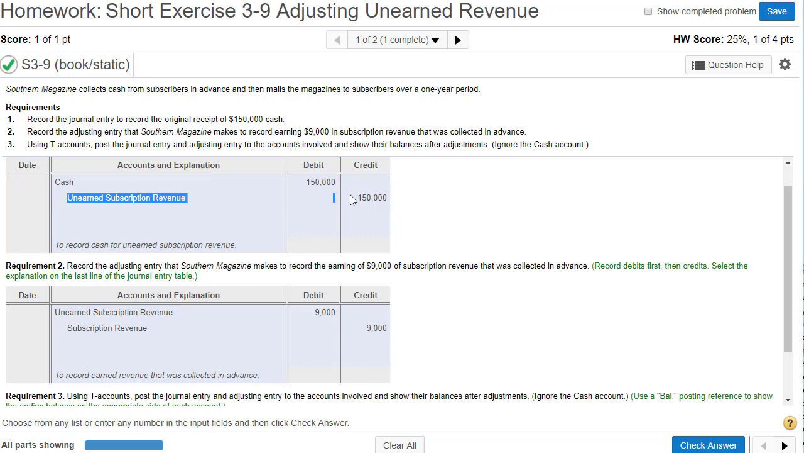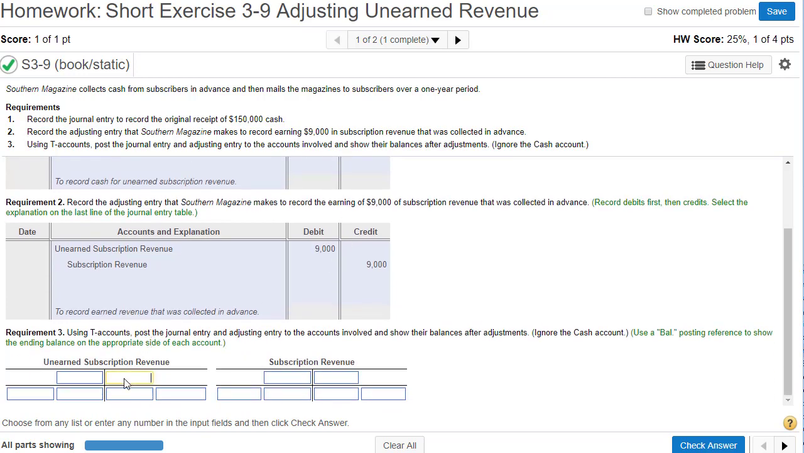So we have unearned revenue, $150,000 on the right side. Unearned subscription revenue, $150,000. And then we come down here, and in the adjustment, we have unearned subscription revenue decreasing on the debit side. And then we have subscription revenue increasing on the credit side. And then they want us to do our balances. So our balance of subscription revenue is $9,000.